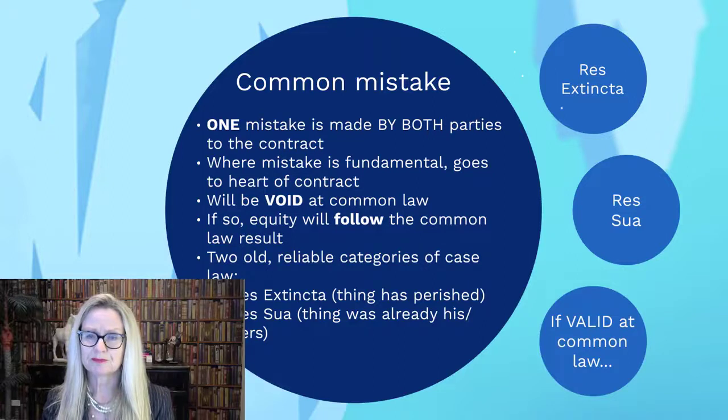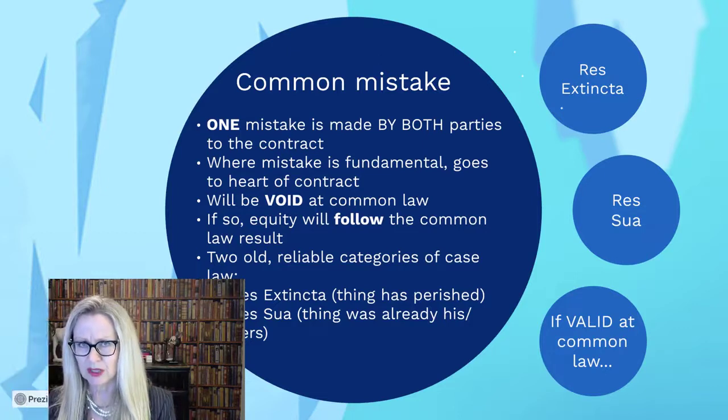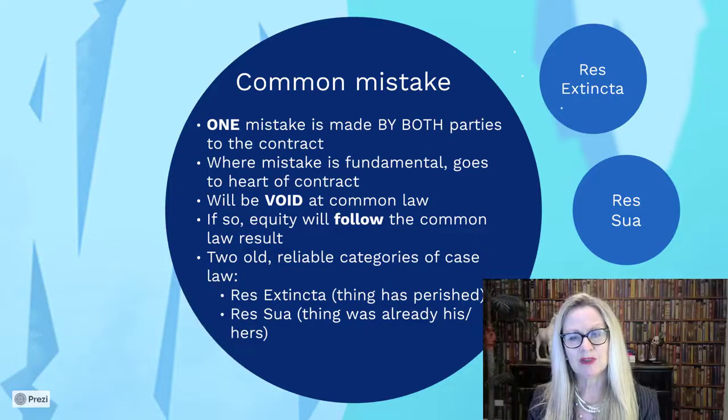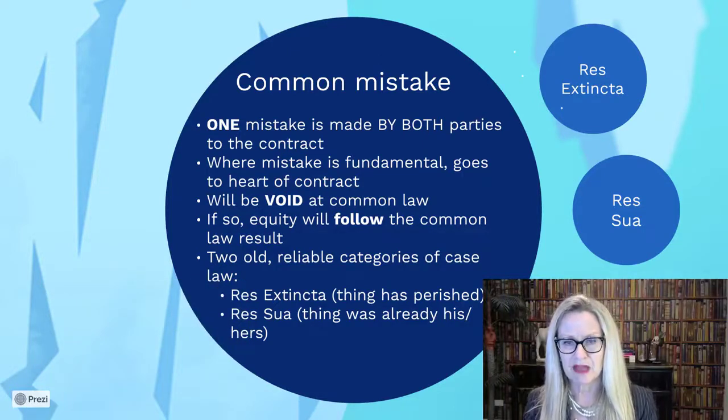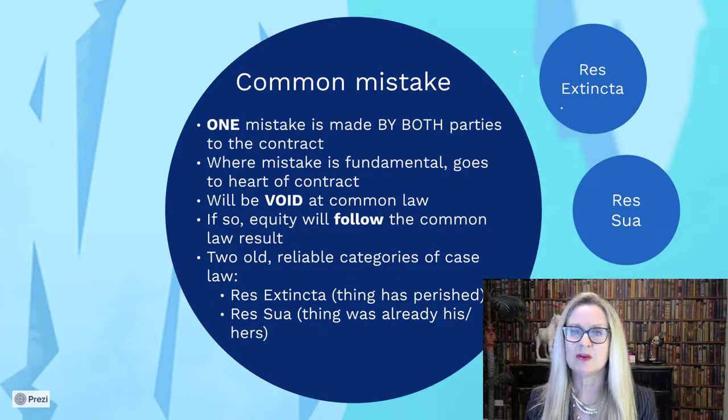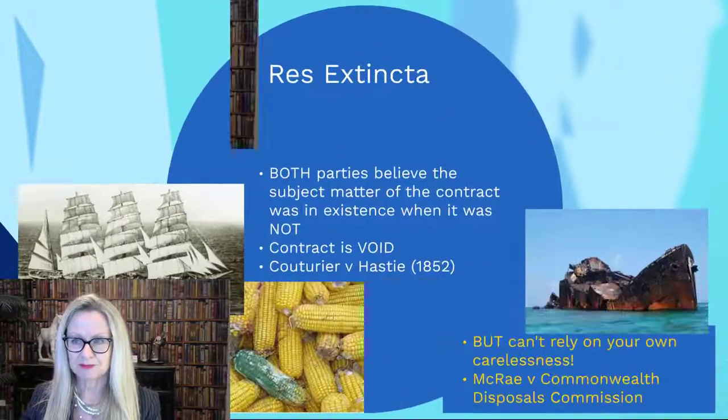Now, there's two fairly old and reliable categories of case law here, and they deal with different subject matters. First is res extincta, which means, I'll leave Latin again, the thing has perished, and res sua, which is the thing was already his. And we will have a look at res extincta now.